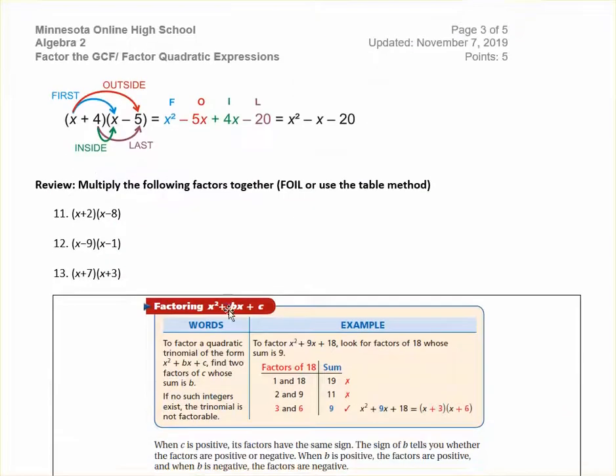All right, next we are going to do a review. You've already done a worksheet on this. You're just going to practice multiplying two binomials together to remind yourself of the process, because then we are going to undo FOIL by factoring.